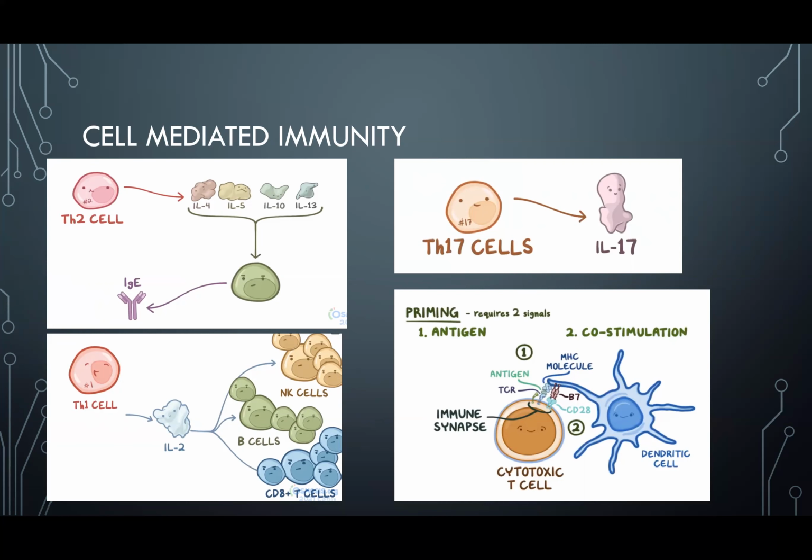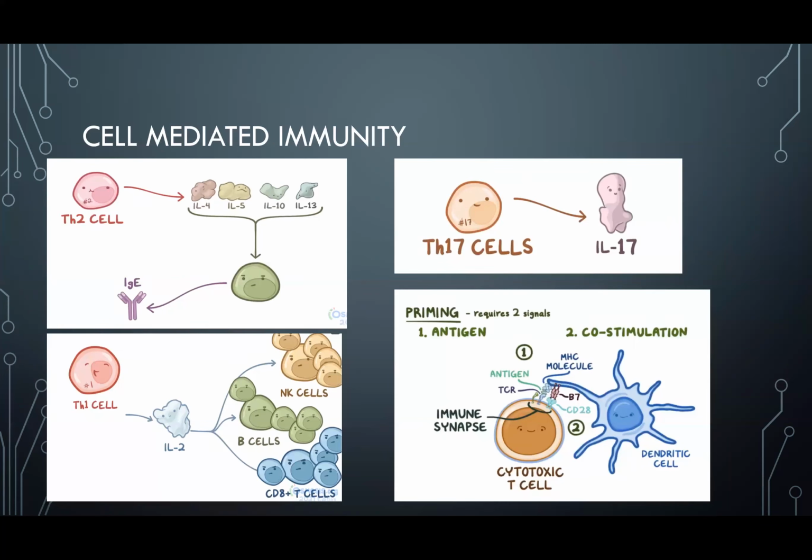The process of priming a cytotoxic T cell requires two signals. The antigen is presented on an MHC class 1 molecule on the surface of a nucleated infected cell. Typically, antigens come from intracellular pathogens, such as tumor cells or virally infected cells. The first signal is the antigen binding perfectly to the T cell receptor. The second signal is co-stimulation, where a T cell surface ligand, CD28, binds to the B7 ligand on the antigen-presenting cell. This is illustrated on the bottom right image.